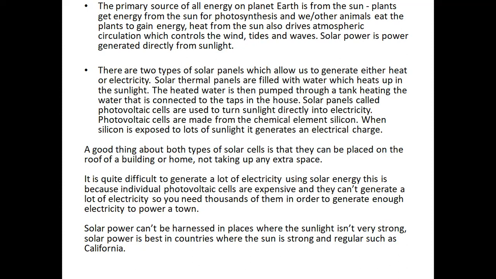Photovoltaic cells are made from the chemical element silicon. When silicon is exposed to lots of sunlight, it generates an electrical charge. A good thing about both types of solar cell is that they can be placed on the roof of a building or home, not taking up any extra space.